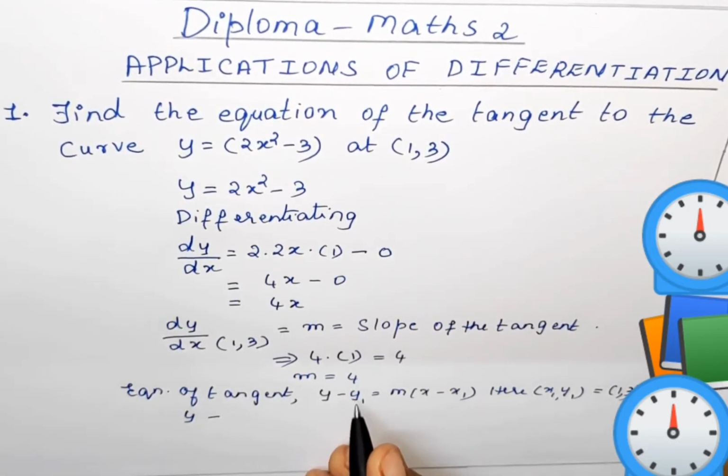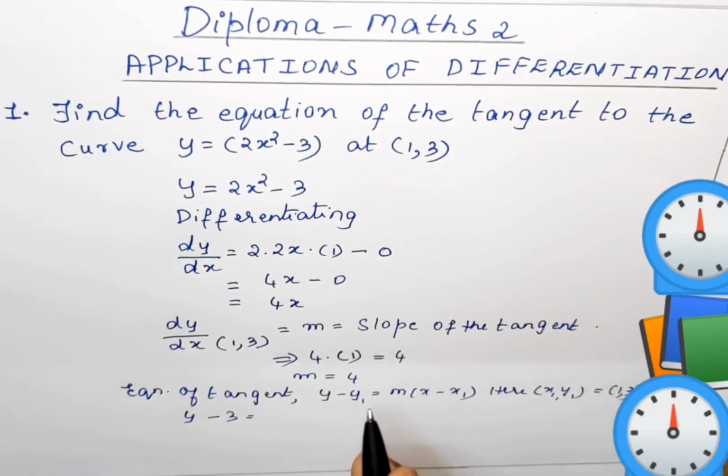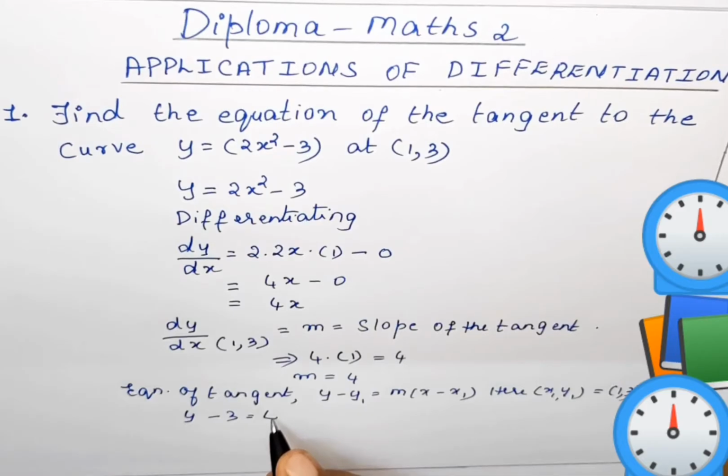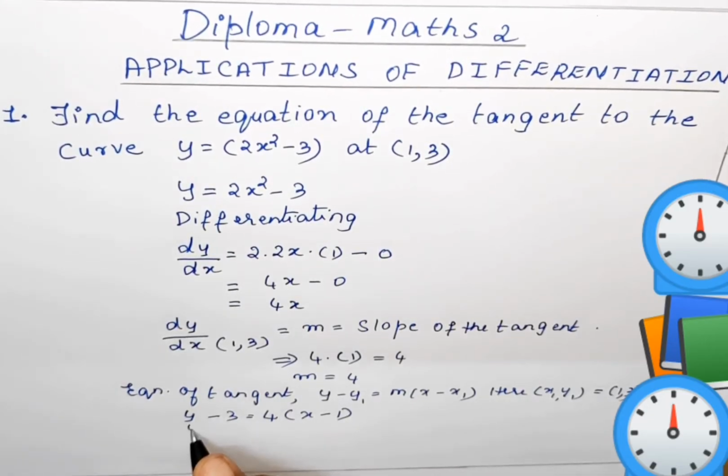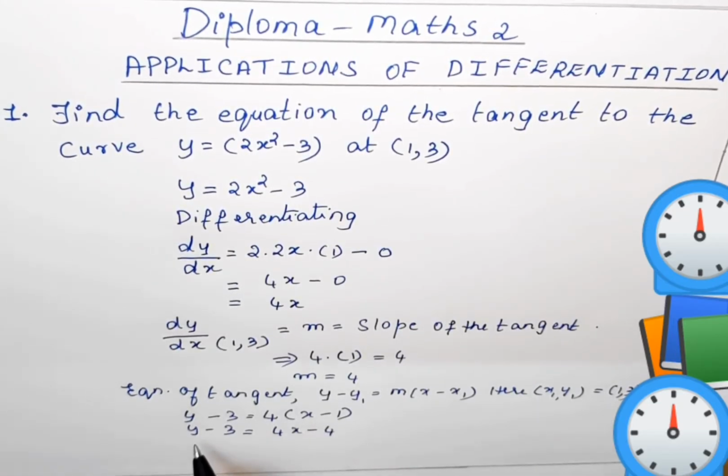Now let us evaluate this in our equation. That is y minus, since our y1 is 3 here, so y minus 3 is equal to 4 into x minus, our x1 is 1. So it becomes x minus 1. Now y minus 3 is equal to 4 into x is 4x minus 4 ones are 4. We have multiplied it.